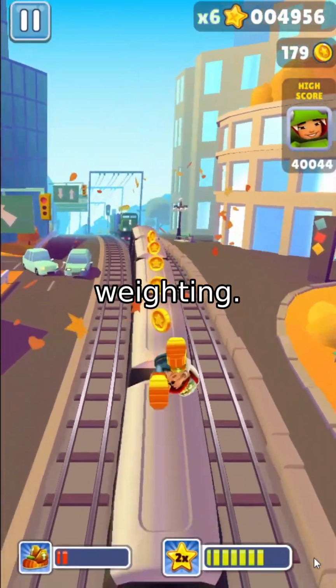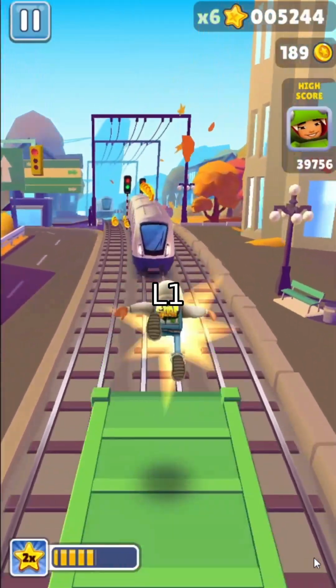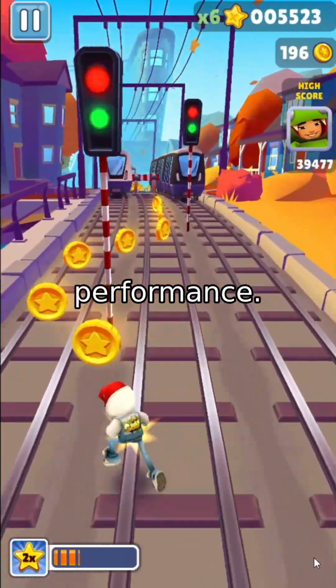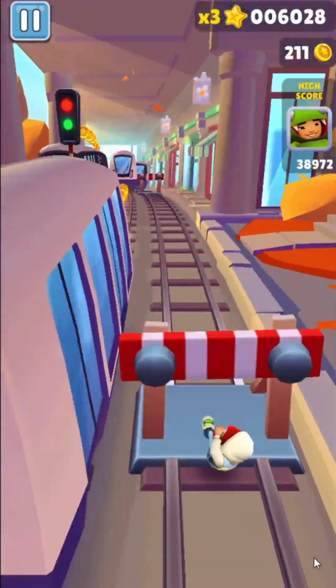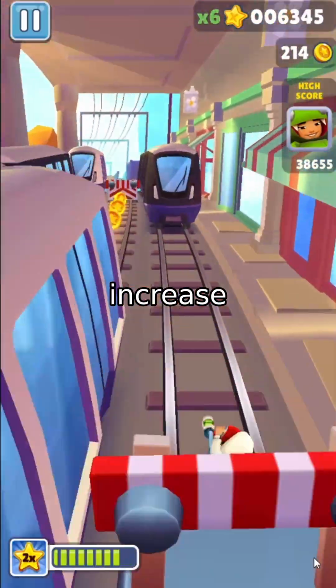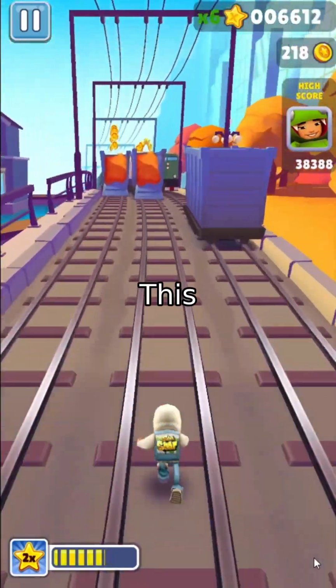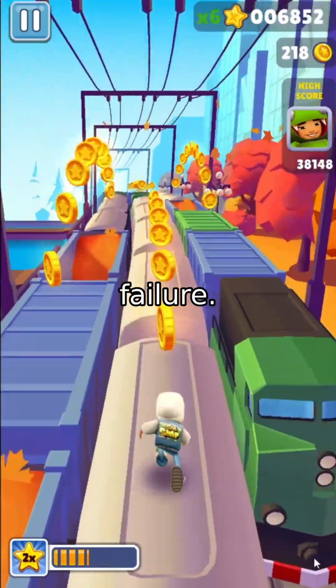Second, adaptive penalty weighting. We dynamically adjust the strength of the L1 penalty based on the model's current performance. If reasoning capability degrades, we reduce the penalty to prevent collapse. If performance improves, we increase it to push for greater sparsity. This creates a self-regulating system that avoids failure.